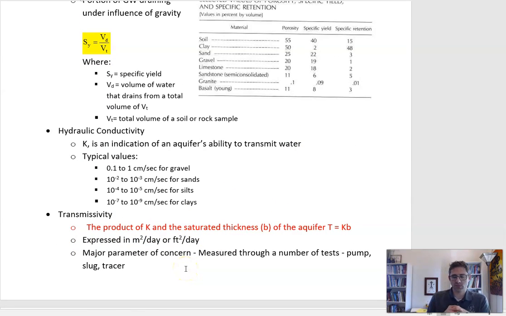And this is one of the major parameters of concern in groundwater calculations and analysis. You can measure it through a number of tests, which I'll talk about in a later lecture: pump tests, slug tests, tracer tests. You can also just get it by taking soil samples and measuring the hydraulic conductivity in a permeameter, and then use well logs or drilling logs to figure out what the thickness of the aquifer is, and calculate it that way. So you'll see T show up in the equations we'll talk about in the next lecture on flow of water to wells.